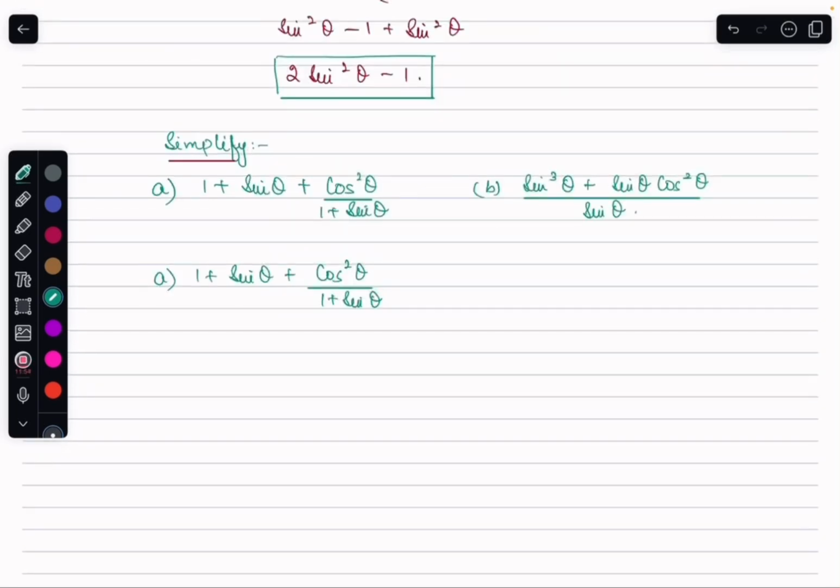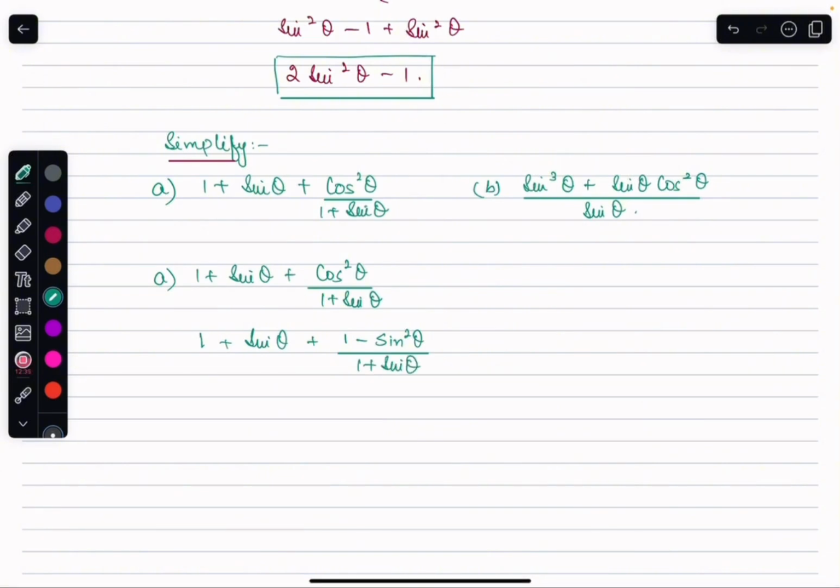Simplify part A: 1 plus sine theta plus cos square theta divided by 1 plus sine theta. So for part A, we have 1 plus sine theta plus cos square theta over 1 plus sine theta. If we need to simplify this expression, I can substitute cos square theta with 1 minus sine square theta. So this is 1 plus sine theta, with cos square theta replaced by 1 minus sine square theta, all divided by 1 plus sine theta.